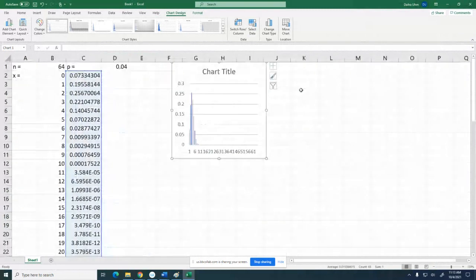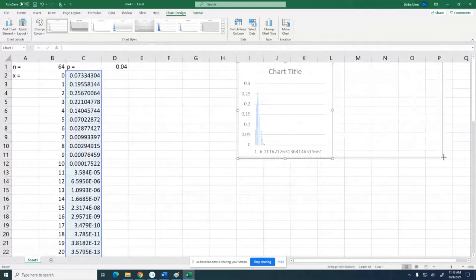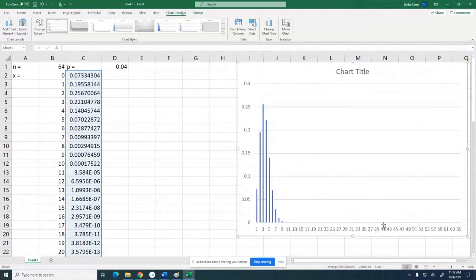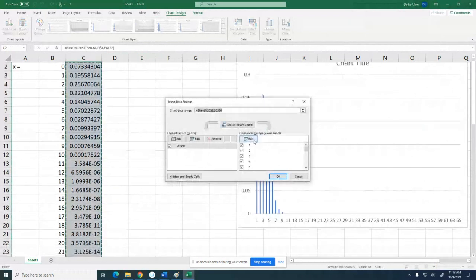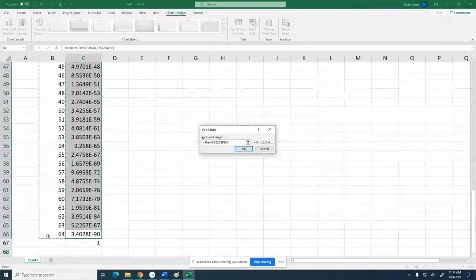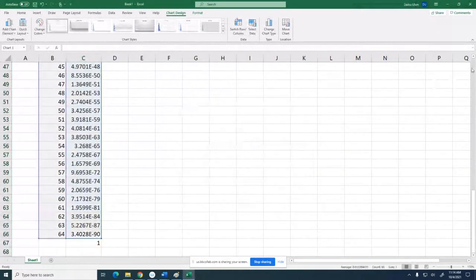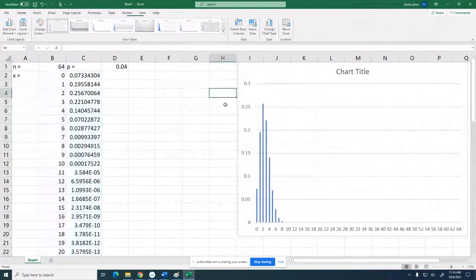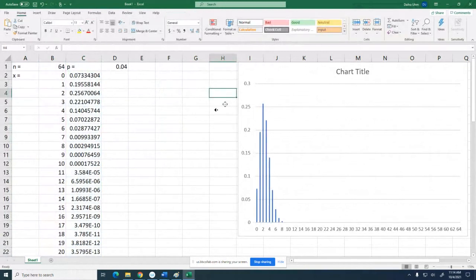Let me make this smaller. Yep, here is the histogram. It is not from 1 to 65, so let me select again. It must be from 0 to 64, up to the n. So let me modify the histogram. Yep, here it is. It is the binomial distribution. I put some space between the bars, but we can delete the spaces between the bars. So that is the histogram for the binomial distribution.